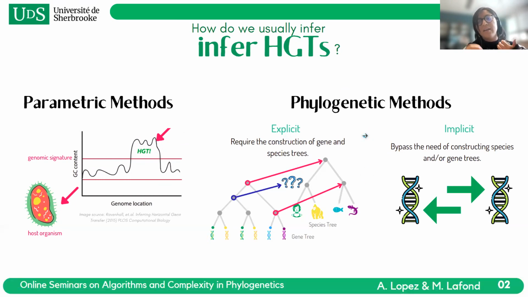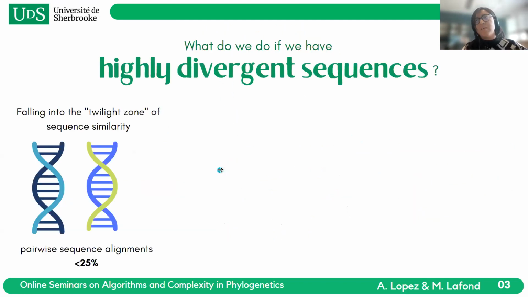We can usually study these phylogenetic methods in two ways. Either we have the explicit methods, which require the construction of gene and species trees, and they try to explain the incongruences between them through, for example, these HGT events. And also we have the implicit methods, which bypass the need of explicitly constructing the species and gene trees and just take a look into pairwise relationships. Nevertheless, all these methods are based on sequences, in one way or another.